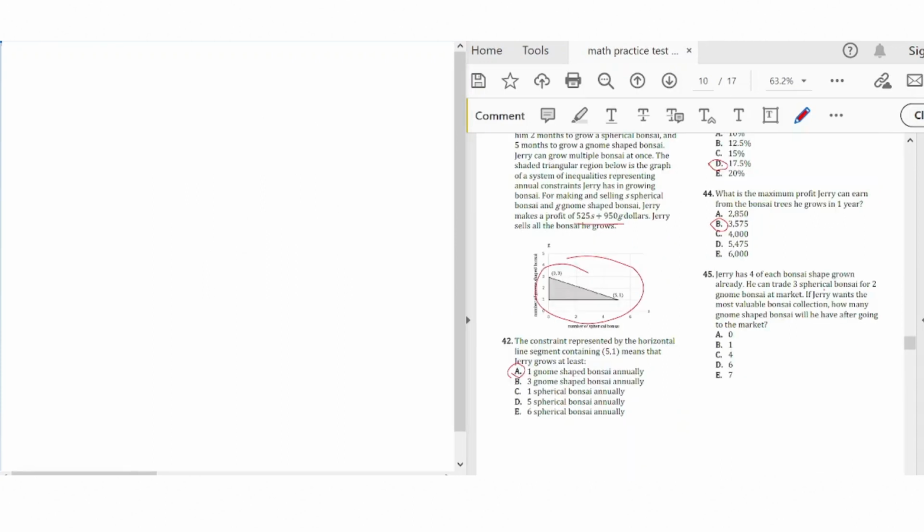Okay, looking at 45, Jerry has 4 of each bonsai shape grown. He can trade 3 spherical bonsai for 2 gnome bonsai. Jerry wants the most valuable bonsai collection, don't we all? How many gnome-shaped bonsai will he have after going to the market?